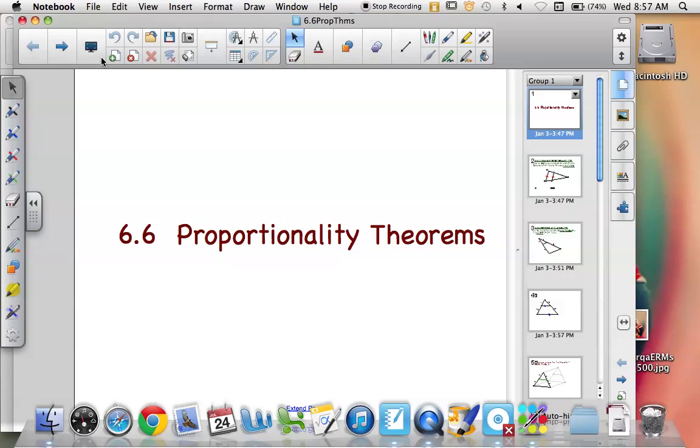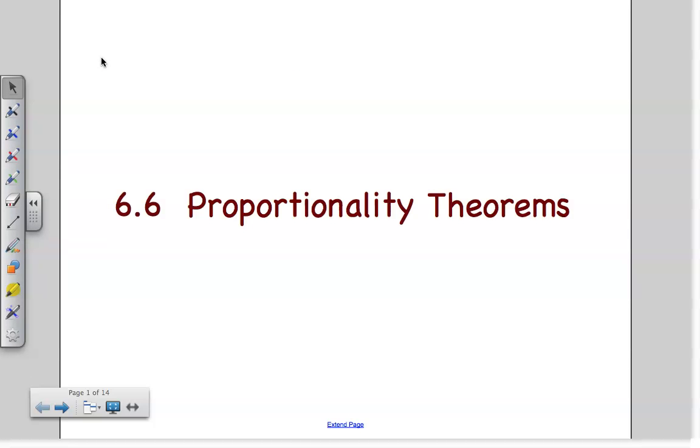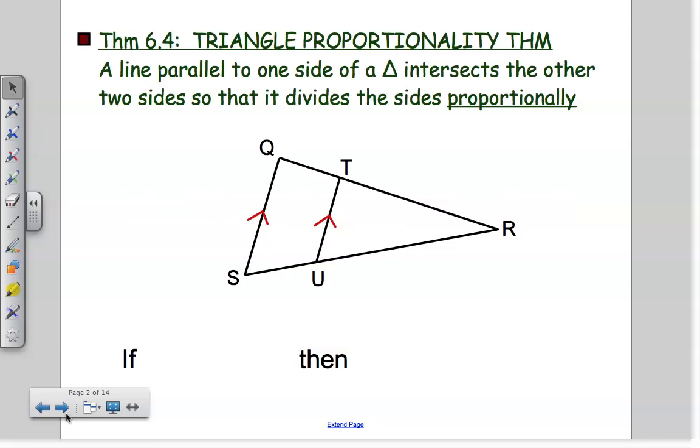In section 6.6, we're going to be looking at some proportionality theorems in triangles. And the first one is called the triangle proportionality theorem. It deals with if you have a line parallel to a side of a triangle intersecting the other two sides, then it divides those sides proportionally.